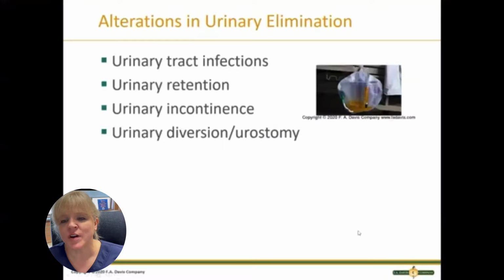Okay, now for urinary elimination part 2. Let's talk about what causes alterations in urinary elimination. So first of all, cystitis is something that can alter urinary elimination, and cystitis occurs when there's bacteria that travels up the urethra into the bladder and it causes a bladder infection.